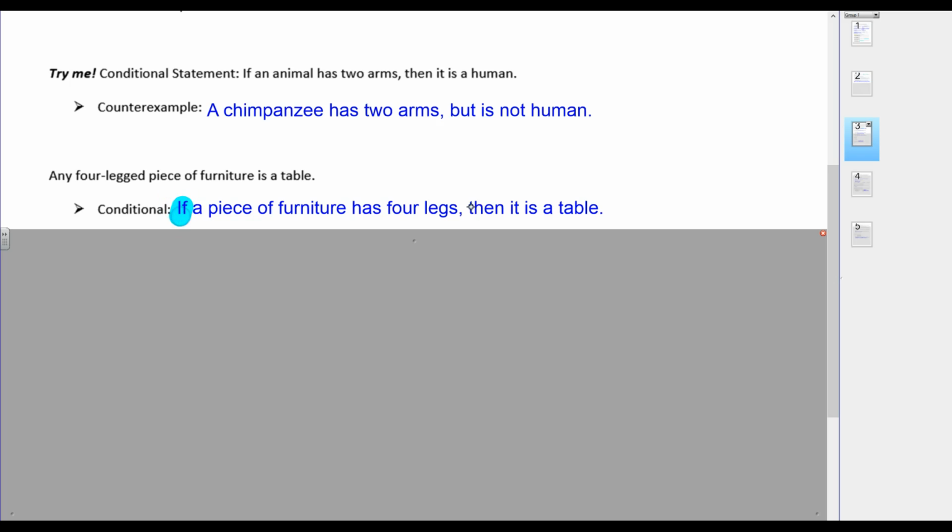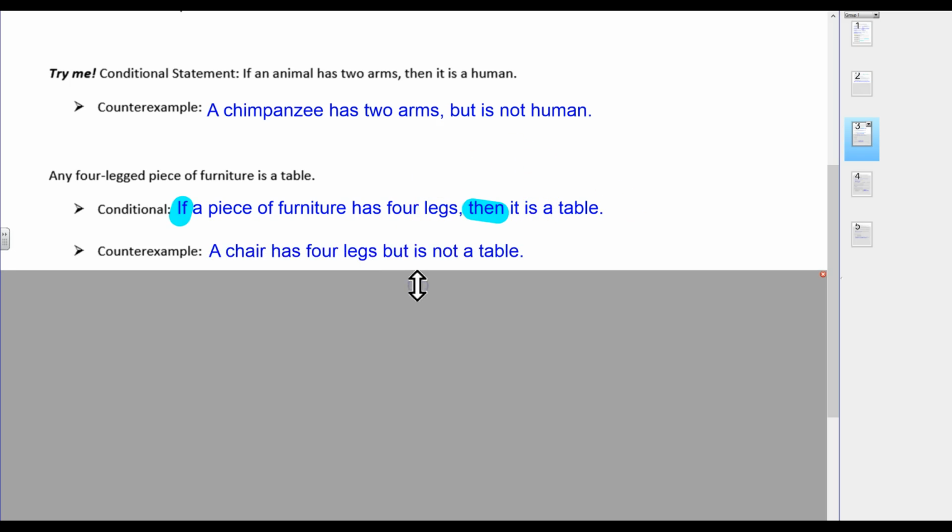Notice I've got the word if, I've got the word then, and I've made it make grammatical sense. So if I have to change the ordering of my words in order to make this work, I will. But the idea is you're starting with it being a piece of furniture with 4 legs and you're ending with it being a table. Now a good counterexample would be a chair, because a chair has 4 legs but isn't a table. So let's move right along.